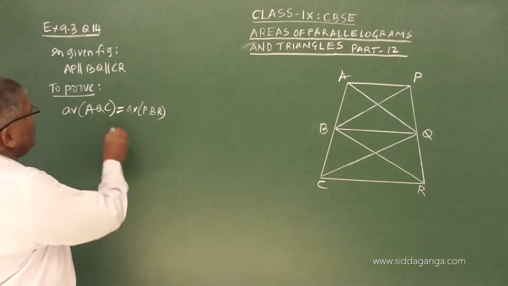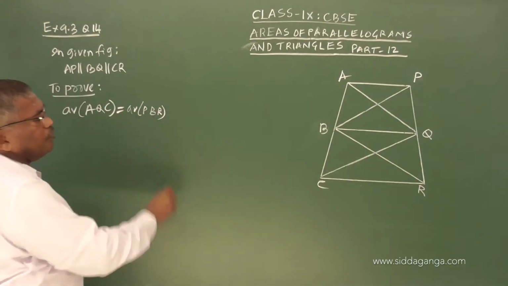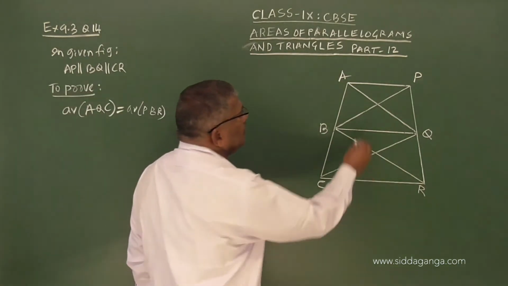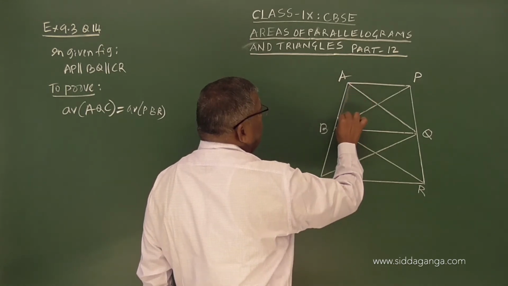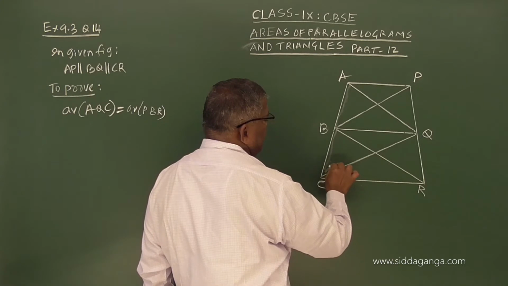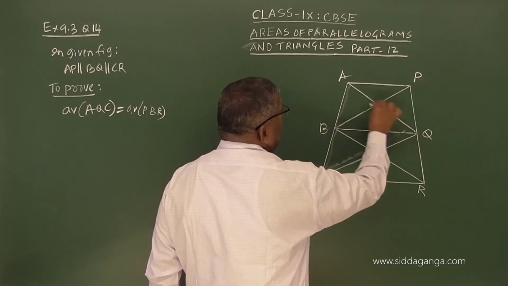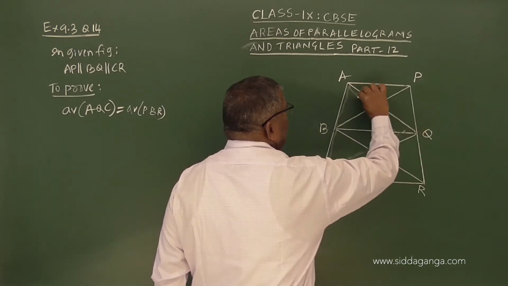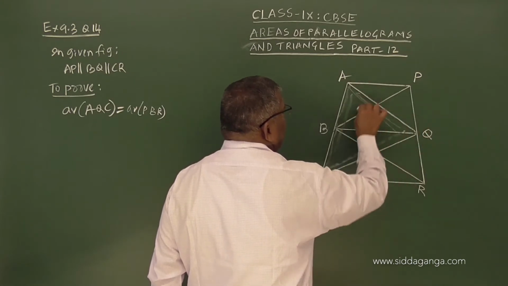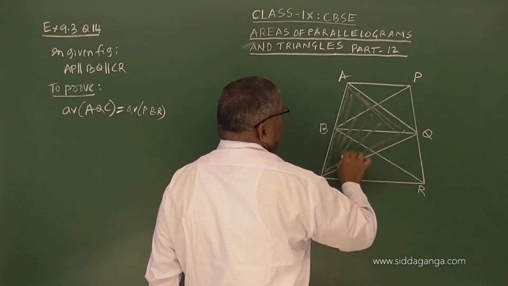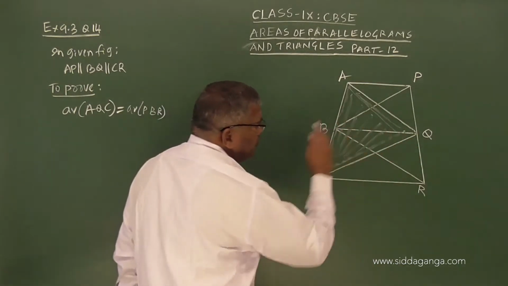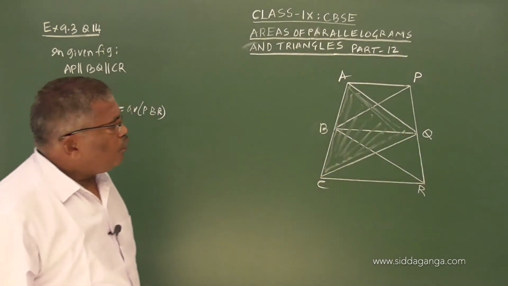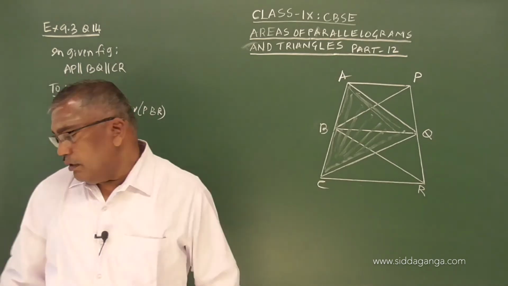Let us identify these triangles. AQC equal to PBR. You see this entire area. This area is AQC and its opposite one. So we have to prove that these two are equal.